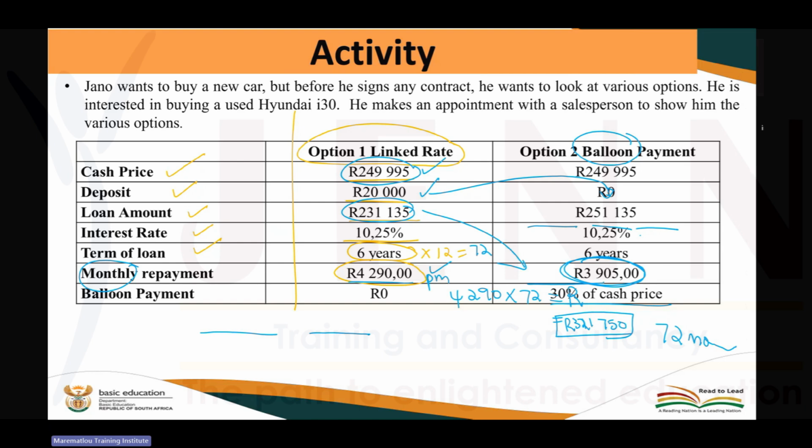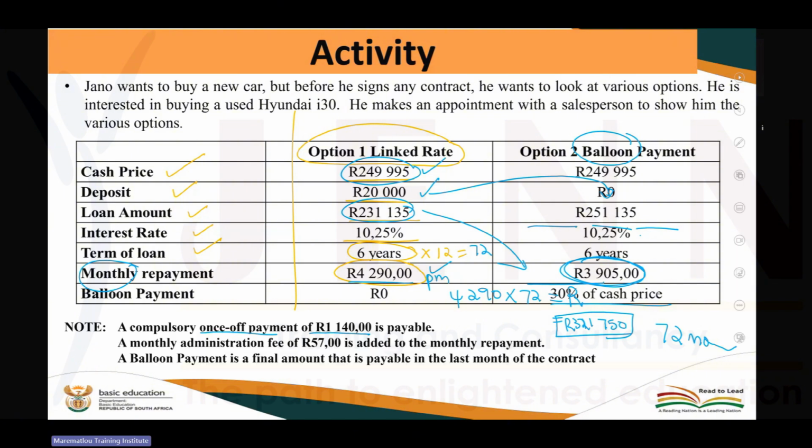Now he was enjoying paying the lesser installment as compared to option 1, but he must pay on the last month of the payment. He must calculate 30% of the cash price as the balloon payment and give it as a lump sum. That's where the cash comes in. That's why he's going to pay more. That is the reason.